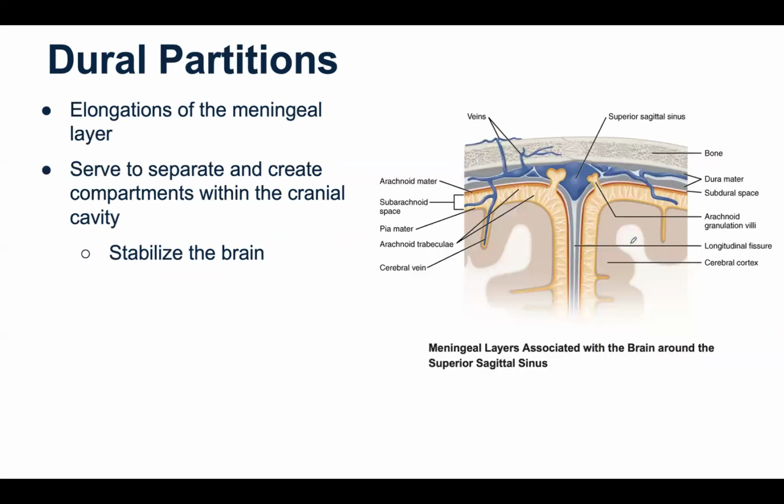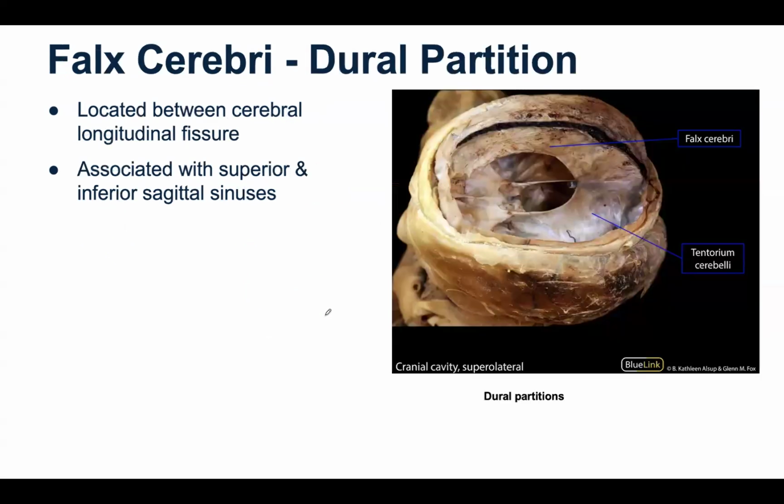In four areas, the meningeal layer of the cranial dura will elongate and they will form partial partitions or compartments throughout the cranial cavity and located in between very specific parts of the brain. So this is really serving to provide additional support in specific areas. There are four dural partitions, but we are going to focus on two of the most clinically relevant ones.